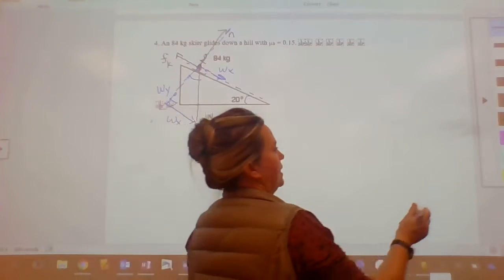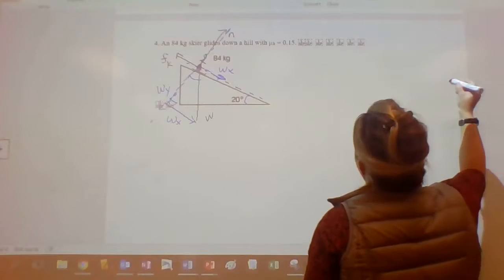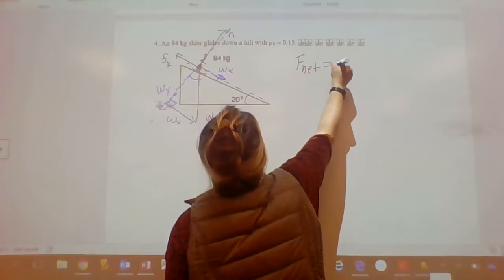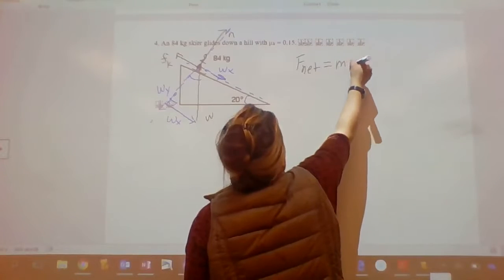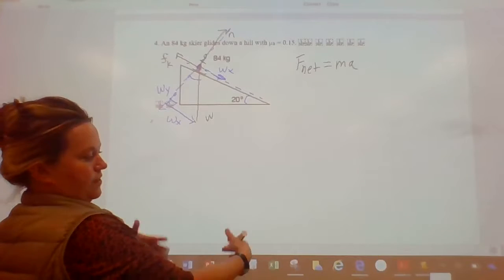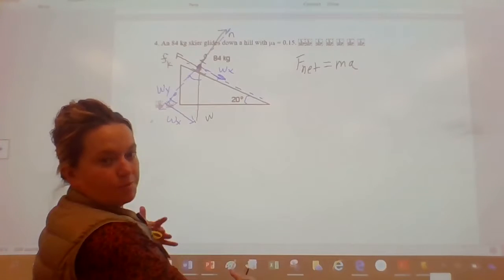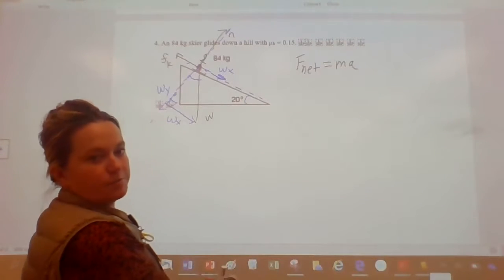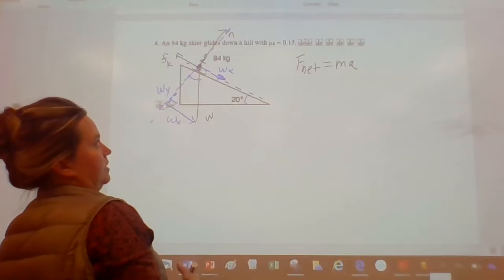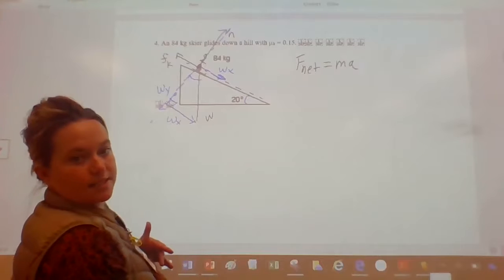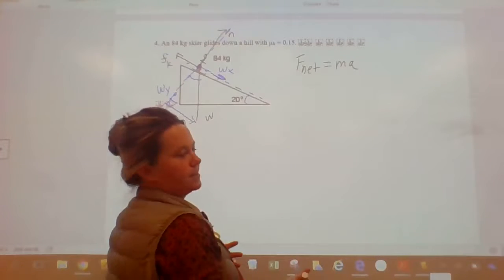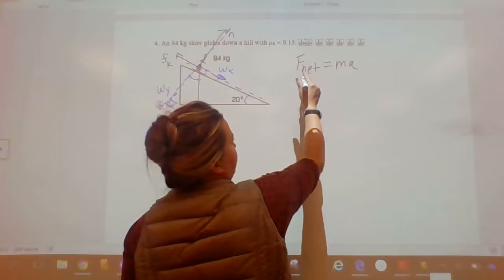Next step is to go ahead and get my statement of net force. F net is equal to MA. In the bottom of the paper, you can't see here on the screen, but it's asking for the acceleration of it. He's going down a slope, so I'm going to assume he's accelerating. It doesn't say that he's moving with constant speed, so we're going to assume that he's accelerating, but the problem asks for acceleration. So I'm going to leave that there.